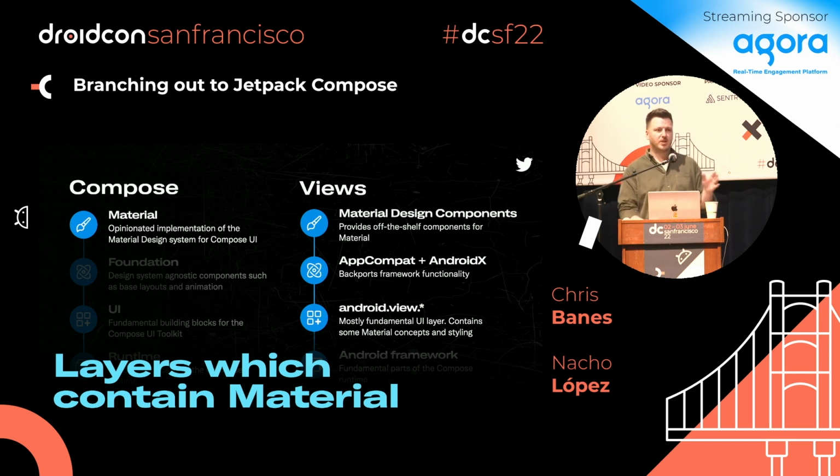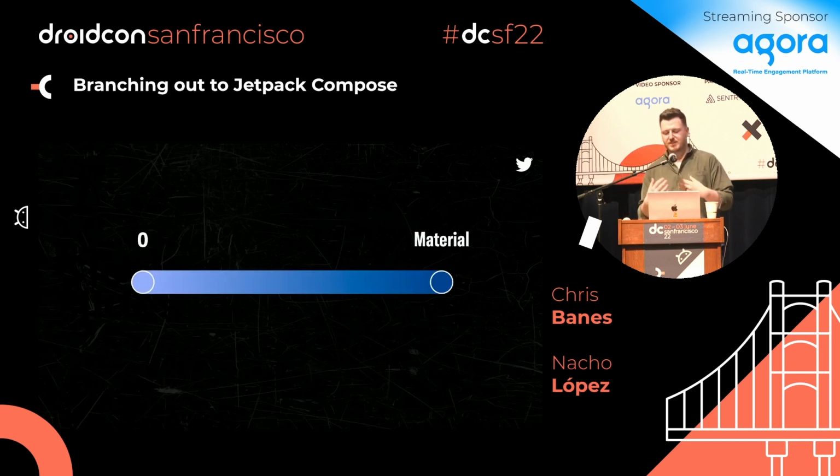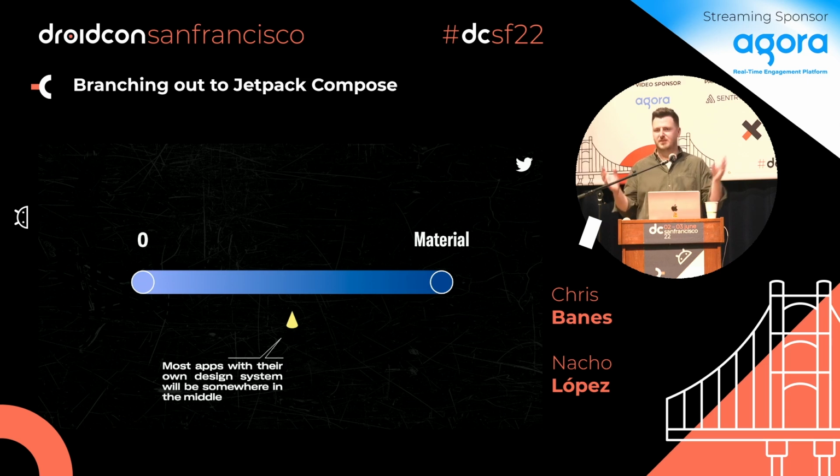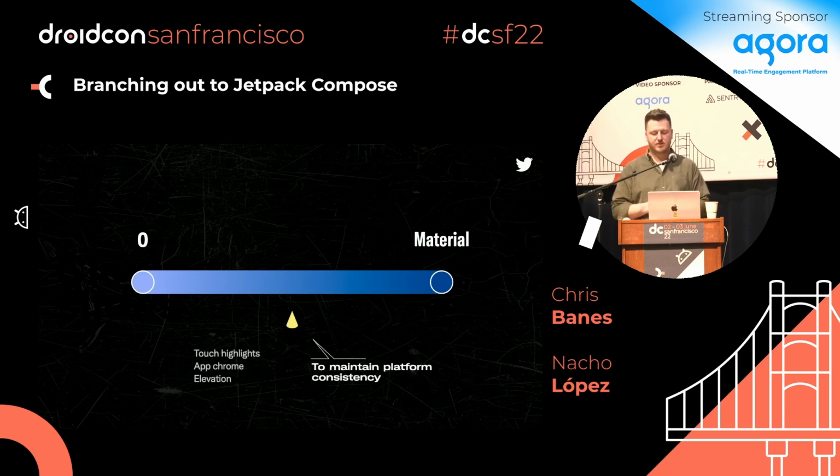Now that's great, but it has some knock-on effects for apps. So if we think of a design system in a ratio of zero to Material, most apps with their own design system will sit in the middle, or want to sit in the middle. And that is because there's no getting away from the fact that Material is the default theme on Android. And so you still want to keep certain elements of Material to make your Android app feel like an Android app. So things like touch highlights, ripples, or sparkle on Android 13, 12. The general structure of your app, the chrome, like the top app bar at the top, bottom navigation maybe, side drawer. These are things you want to incorporate, but they may not actually be part of your design system.